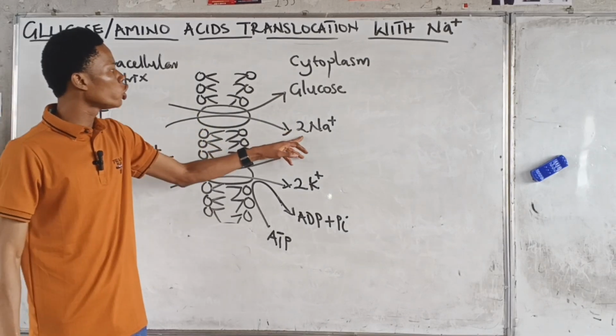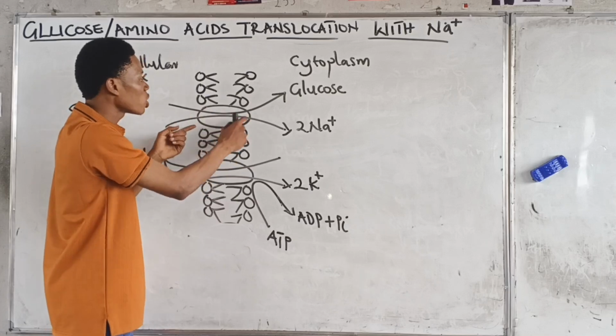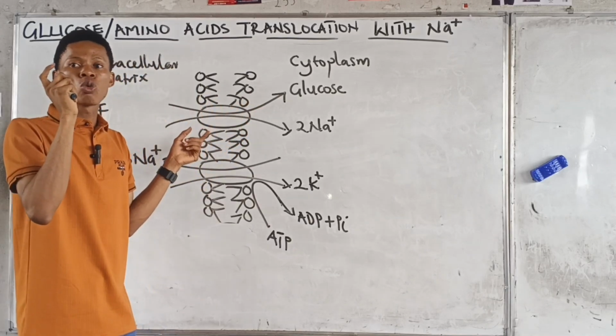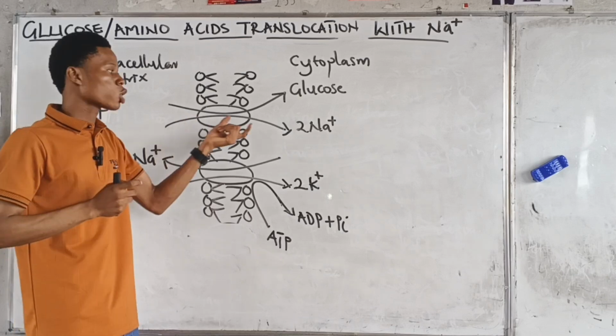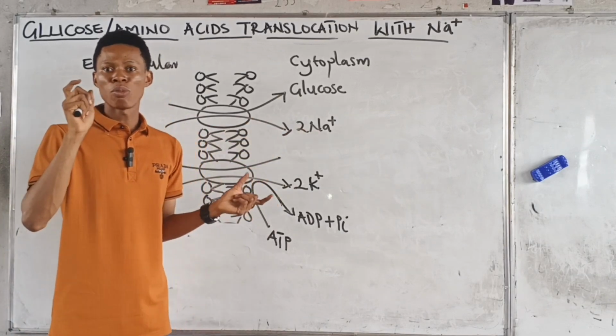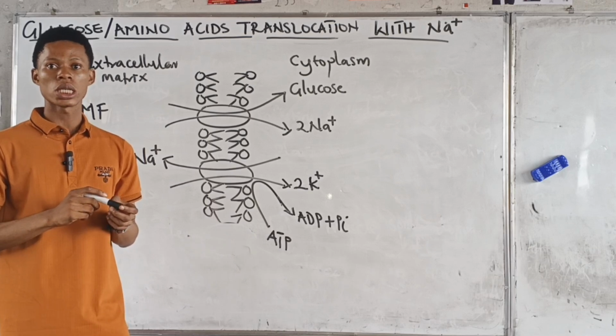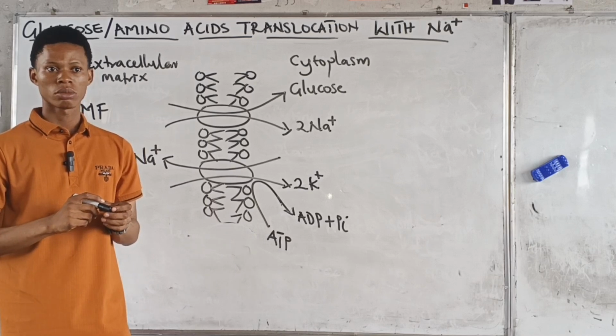So this is the sodium glucose transporter. This protein here is the sodium glucose transporter. For every 2 molecules of sodium ions transported into the cell, 1 molecule of glucose is transported alongside against concentration gradients with the same symport mechanism.